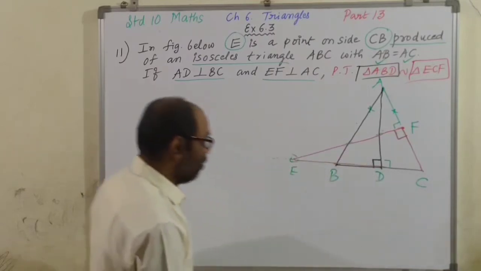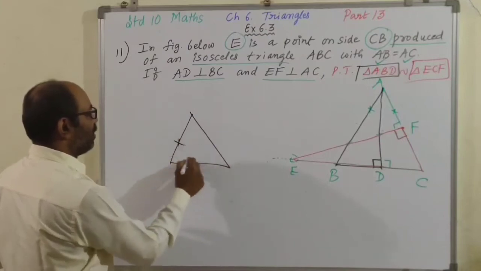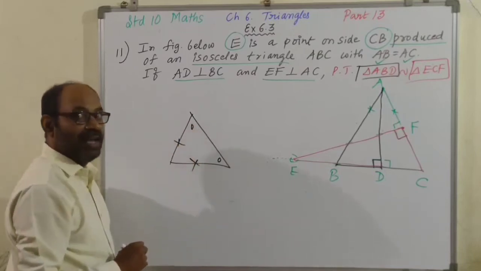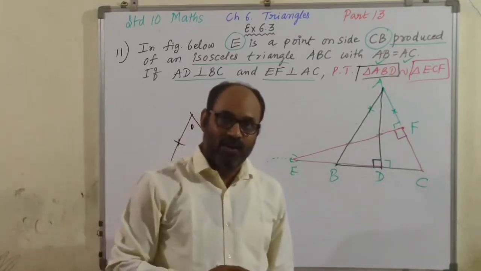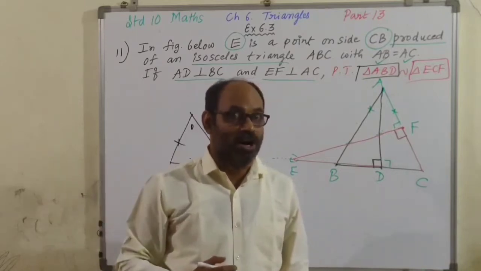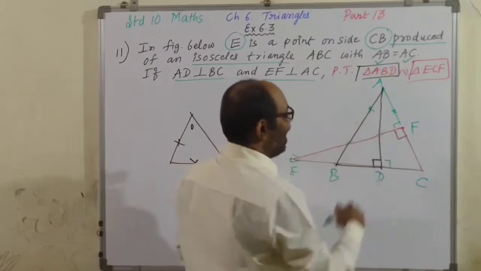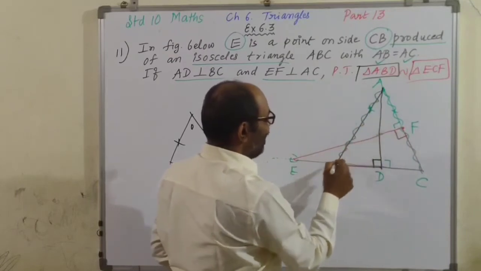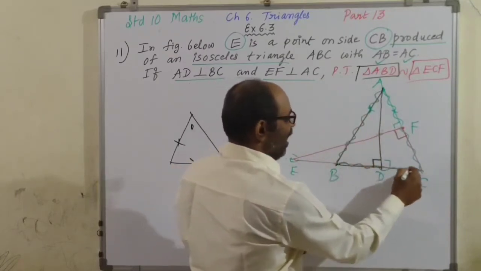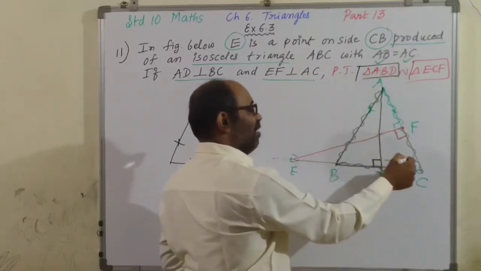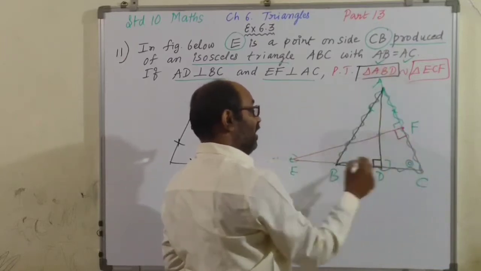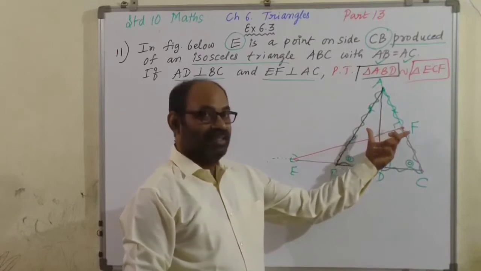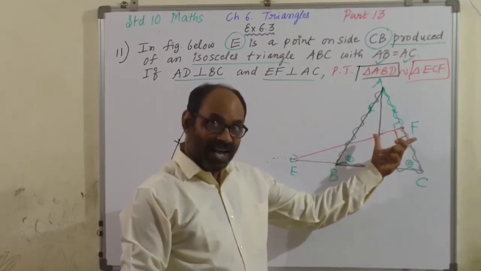Children, in 9th standard you have learned, if two sides of a triangle, say suppose these two sides are equal, the angle opposite this side and the angle opposite that side are also equal. If two sides of a triangle are equal, then the angles opposite to them are also equal. Now this is an isosceles triangle. Don't forget. AB equals AC, so triangle ABC is isosceles. So the angle opposite AB is C, the angle opposite AC is B. So angle C equals angle B because they are the angles opposite to equal sides.